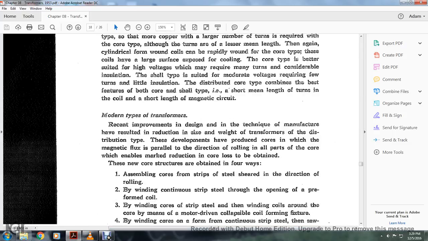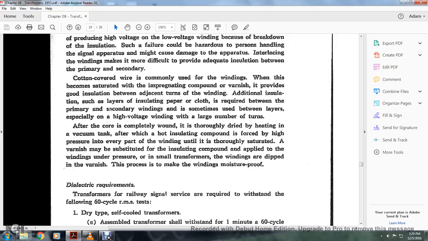Then the producing of high voltage at low voltage because of the breakdown of the insulation, such that the failure could be hazardous to the person handling the signal apparatus, might cause damage to the apparatus. Interlacing the windings makes it more difficult to provide adequate insulation between the primary and secondary.